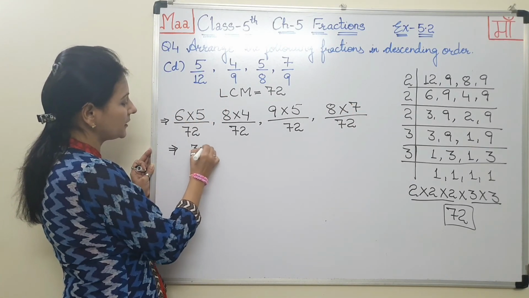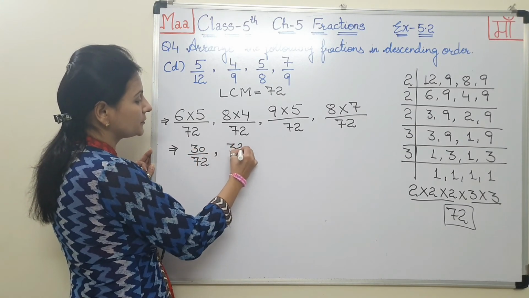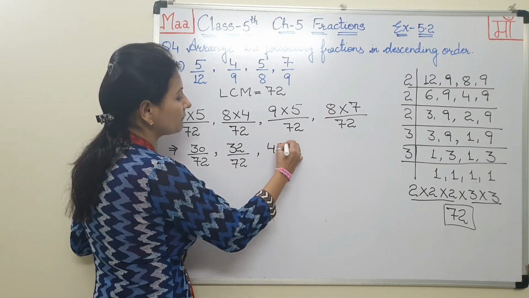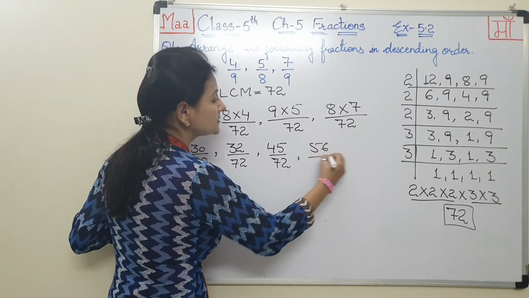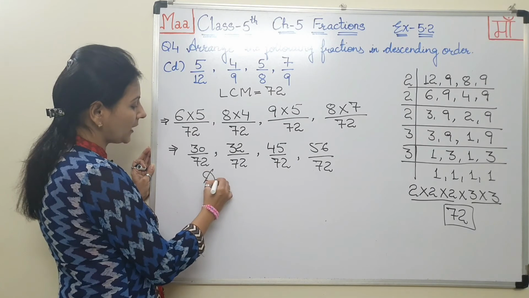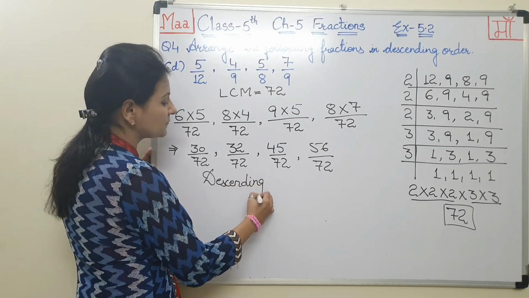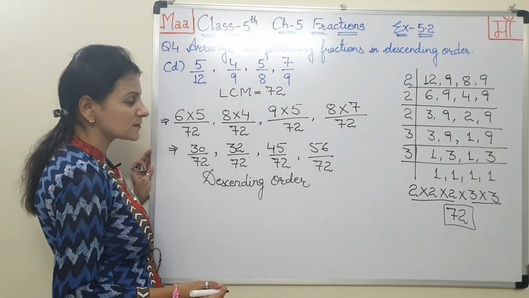6 5s are 30 upon 72. Then 8 4s are 32 upon 72. 9 5s are 45 upon 72. And 7 8s are 56 upon 72. Here we have made our denominators similar. So now we will arrange these fractions into descending order. That means greatest to smallest.